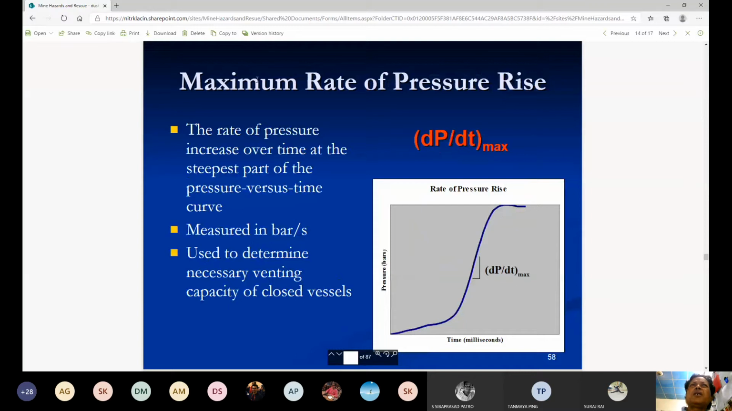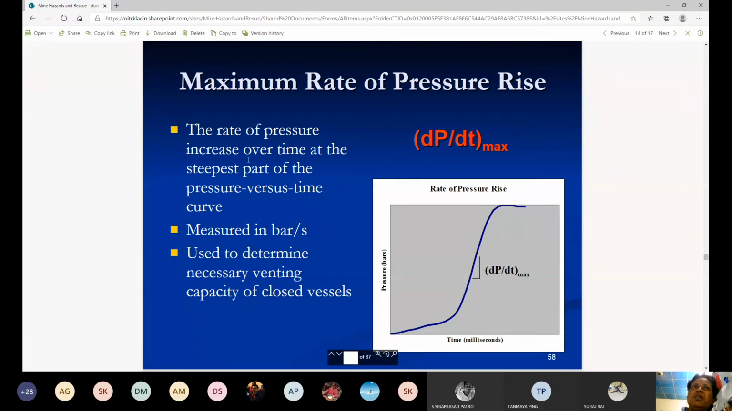So, the maximum rate of pressure rise, dP by dt, is also very important. This is the time in milliseconds, and this side pressure in bars. If you plot, you will get a curve like this. From this tangent you will get dP by dt max, that is the maximum rate of pressure rise. This is a straight, inclined line. So from the tangent value you will get the maximum rate of pressure rise, dP by dt max.